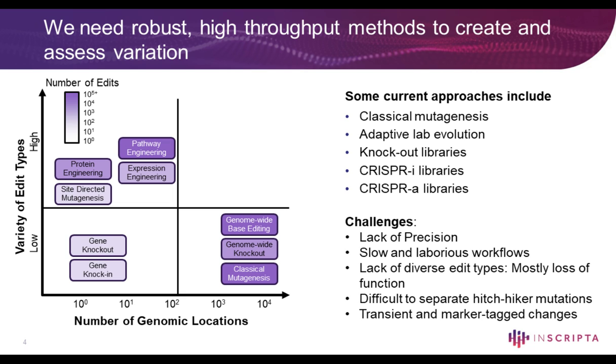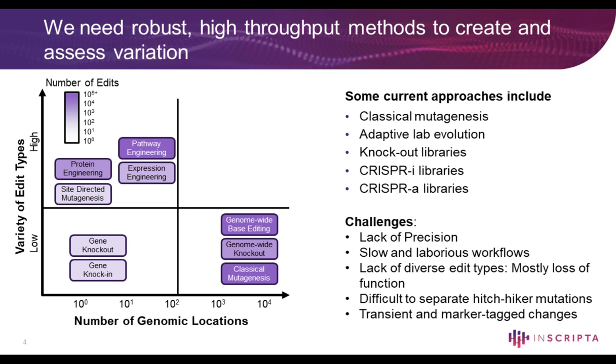Conversely, when making a large variety of edit types, we are usually limited in the number of genomic locations accessible in an experiment. So this is what we show in the X and Y axis here. And to this, you can add additional challenges like slow, laborious workflows and long cycles of learning.